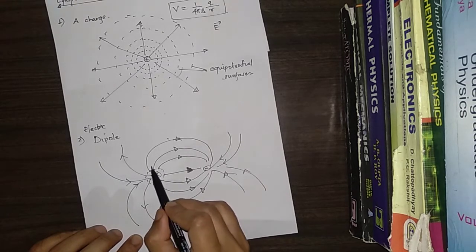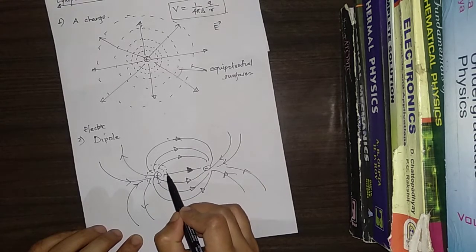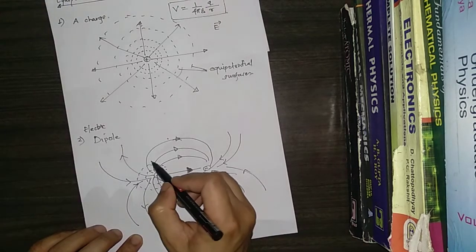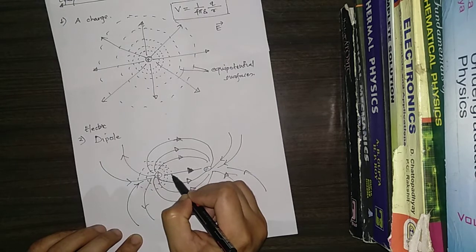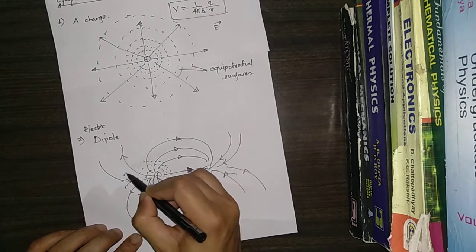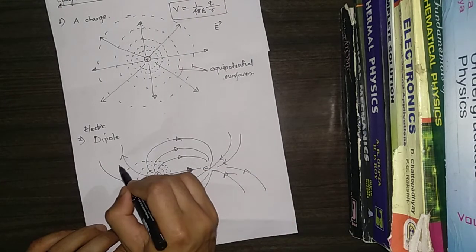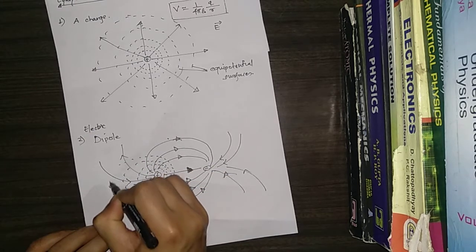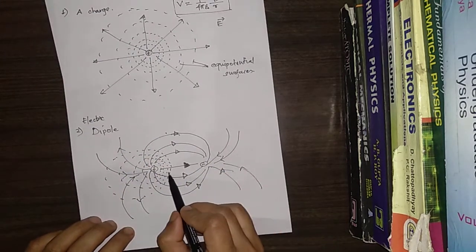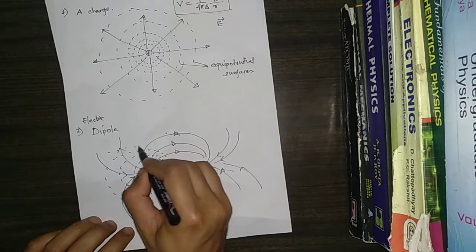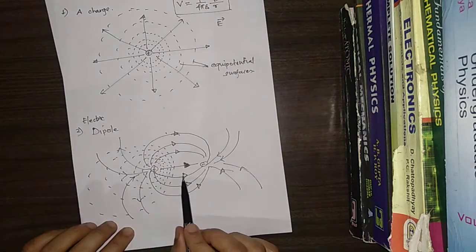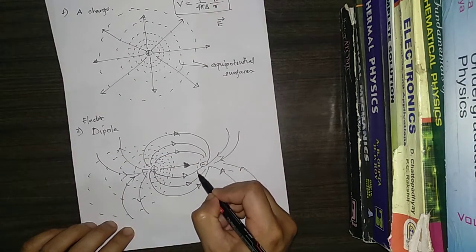So this is the first equipotential surface. Now the equipotential surfaces towards this side will come closer to one another, and on this side they go farther apart, because the equipotential surface of this charge is getting attracted by the equipotential surface of that charge.